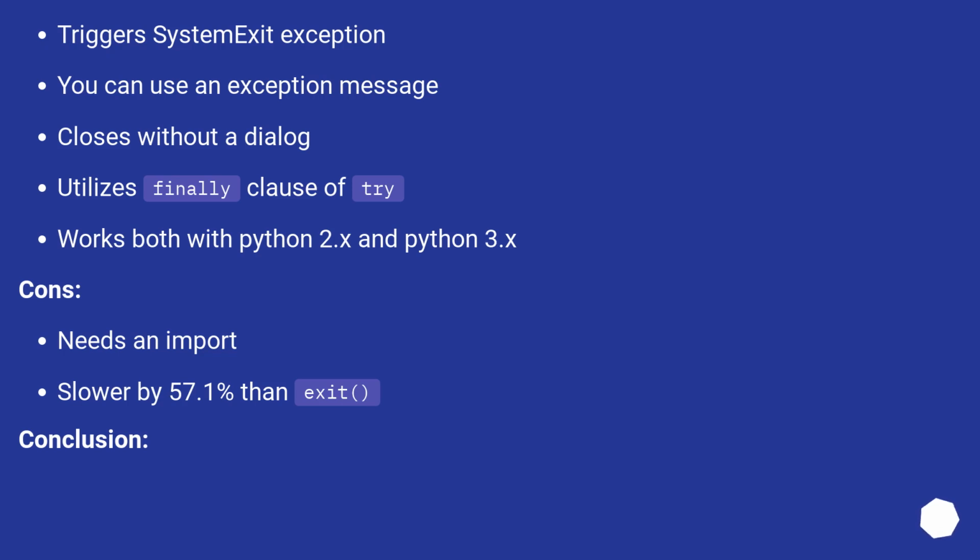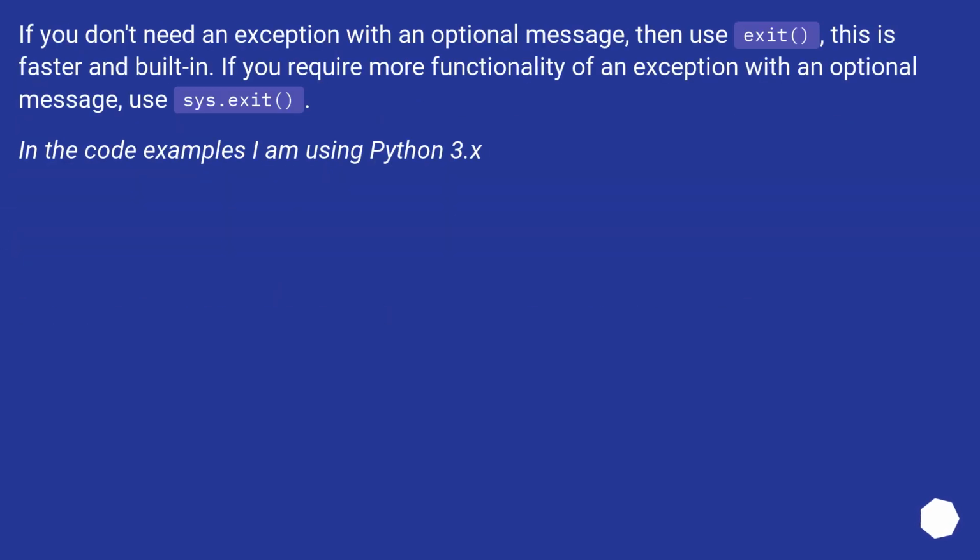Conclusion. If you don't need an exception with an optional message, then use exit. This is faster and built in. If you require more functionality of an exception with an optional message, use sys.exit. In the code examples I am using Python 3.x.